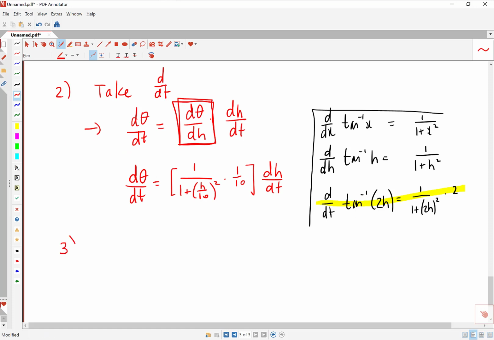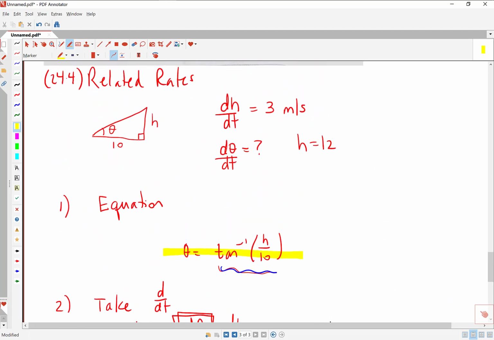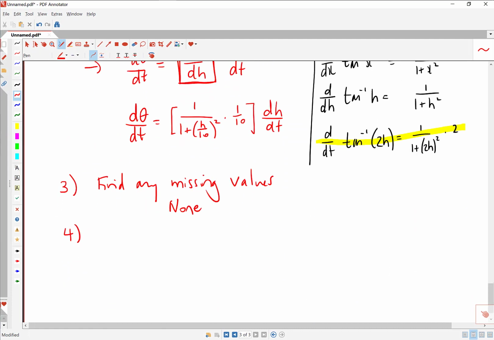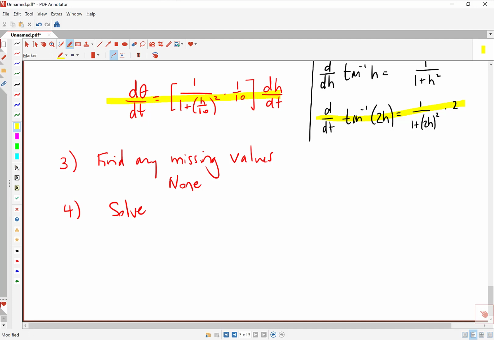And then step 3 of a related rates problem is to find any missing values. So this is just where we look back at the beginning of the problem and we see whether we've got everything that we need to answer the problem. So what are we going to need? We're going to need an h value, and we're going to need a dh by dt value. So let's look back up at step 0 where we got everything. We actually have everything we need. We've got h and we've got dh by dt. So we are good. And then we can just go ahead and solve. So we're just looking back at this last step that we've got up at the top of the screen here. We'll plug everything in and we'll get our answer.